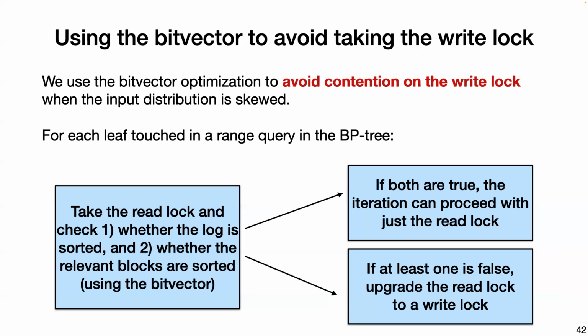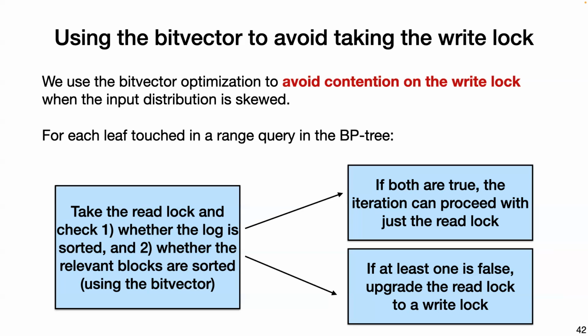I don't have any proof that this is the best way. But if the input distribution is skewed, it would still not help you. Only if it's uniform, then a read lock would be enough. But if it's skewed, then every time you're reading there is a sort, so you still have to get the write lock.